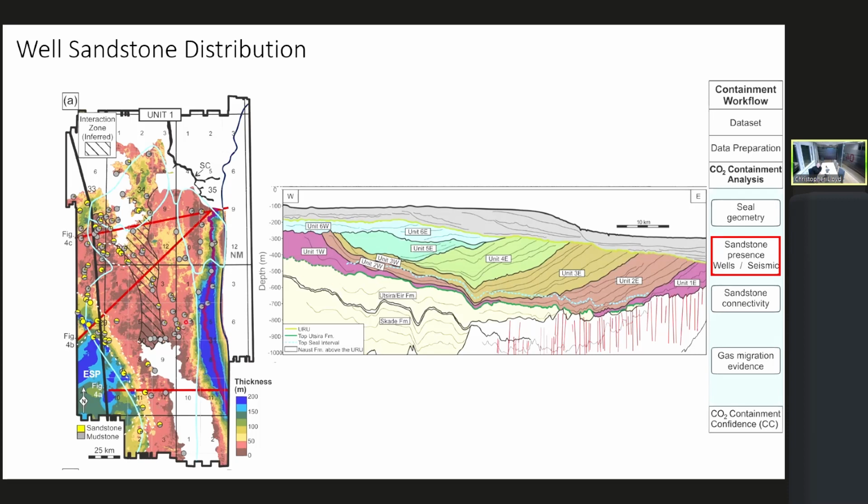I'll show them as a thickness map of the unit, and within that we see the sandstone to mudstone percentages for the wells. Using this, we were able to identify the areas where the sandstone bodies are, and then we were able to go into the seismic and map out these bodies.